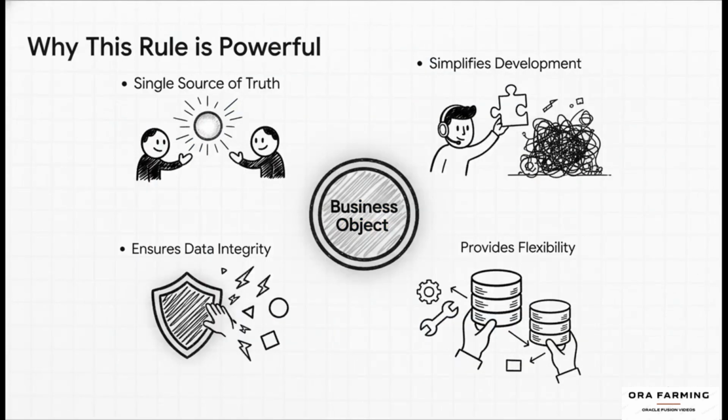So why is this one little rule so powerful? Well, for one, it creates that single source of truth we talked about, so everybody's on the same page. It makes life way easier for developers because they don't need to be experts on the messy database structure. It guarantees data integrity because all the validation rules live in one central place. And finally, it gives you incredible flexibility. Oracle can completely change the database tables behind the scenes, but as long as the business object looks the same from the outside, none of the other tools will even notice.